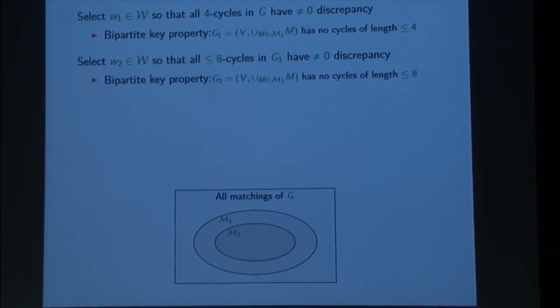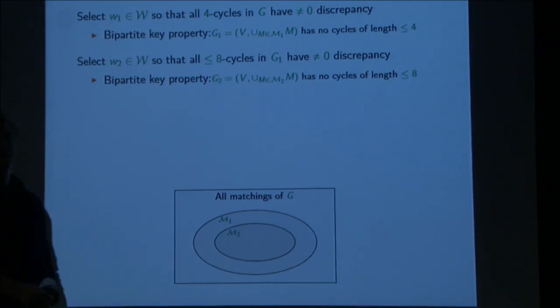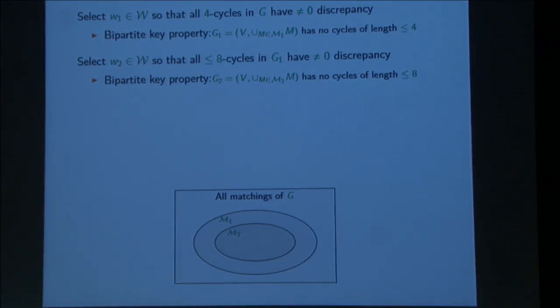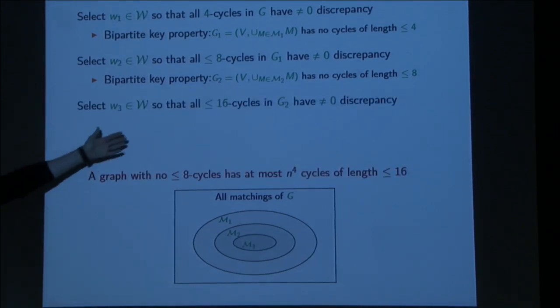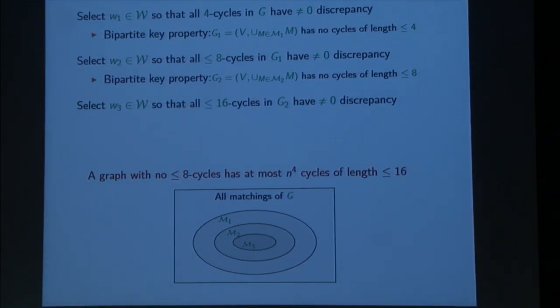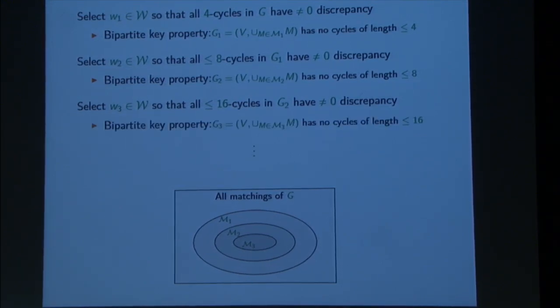Now we have an active subgraph G2 without any 8 cycles. So now I will remove all the 16 cycles, and also the ones of length less than 16. And again, unsurprisingly, there are at most n to the power 4 16-cycles in a graph without 8 cycles. Of course, in a general graph, there might be tons, but in a graph without 8 cycles, there are at most that many 16-cycles. And now you can see that you have this exponential increase in the girth of your graph, the length of the shortest cycle.